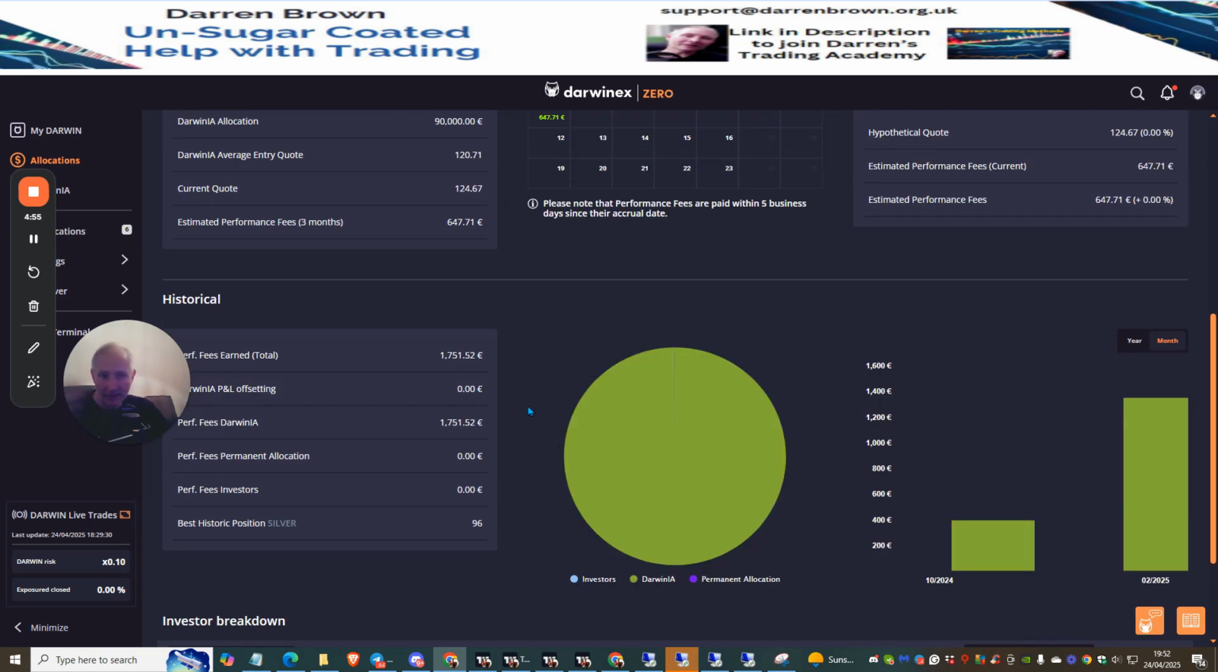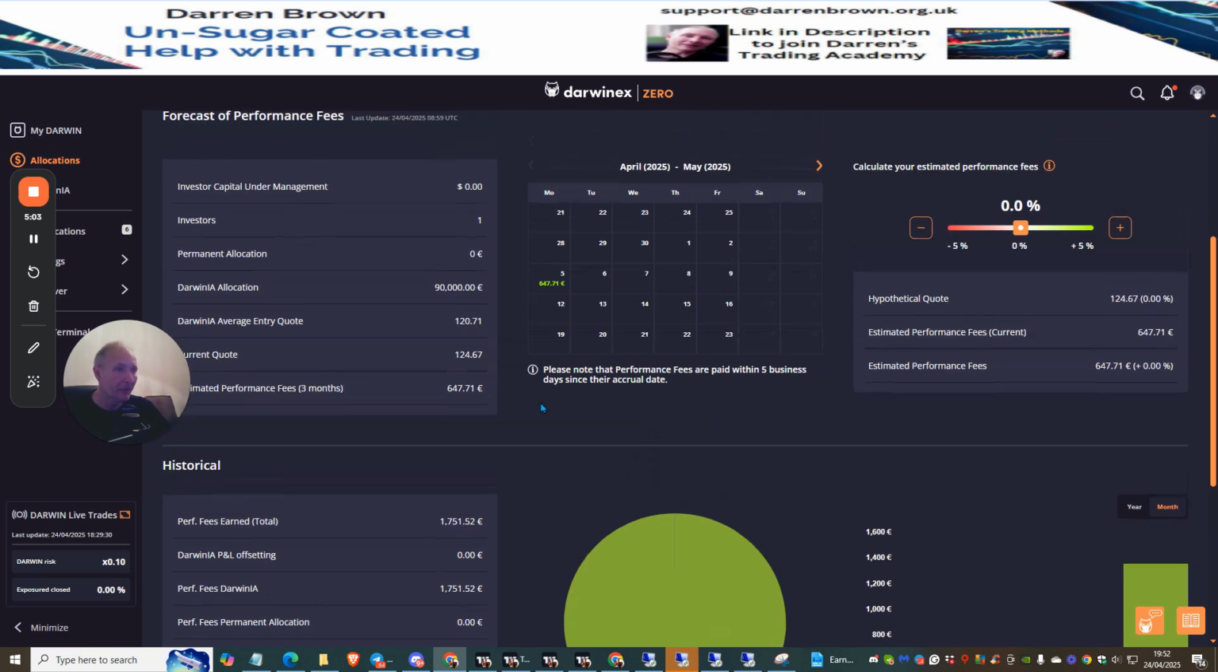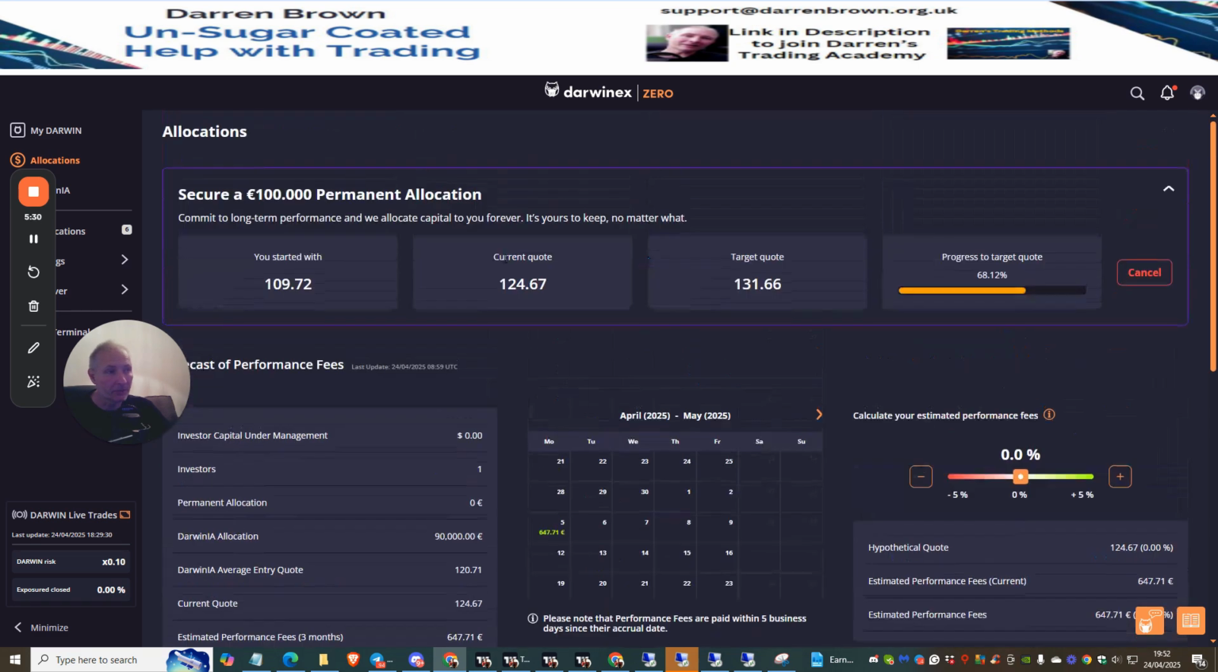This is in gold. I had it in silver, and you can see my performance fee was 1,751. That was my last payment, and this payment now is going to be 64,771. It's quite possible that I could get a payment coming in every single month. It really depends on whether or not I get investors that want to put their money into me trading, and then I get a performance fee on top of that as well. So my estimated performance fee is 64,771, which is great, and this is account 1.